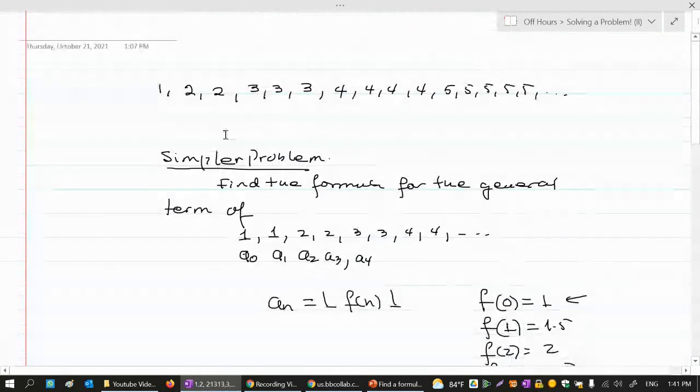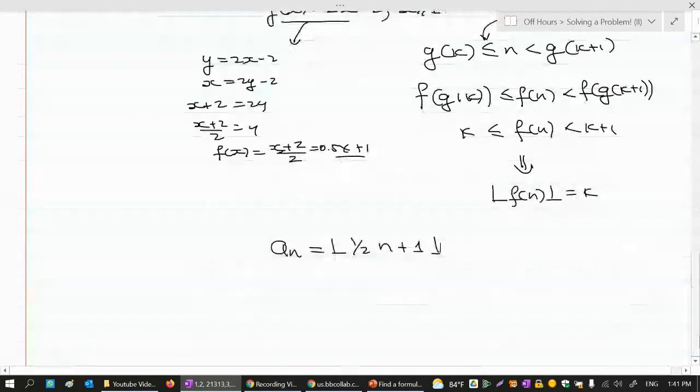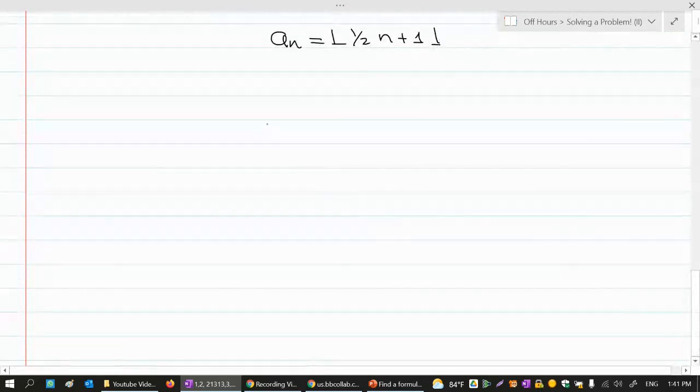Now we are going to try to use the same idea for this more complicated example. We're going to try to use the same idea for the more complicated example here, and now solving the original problem.